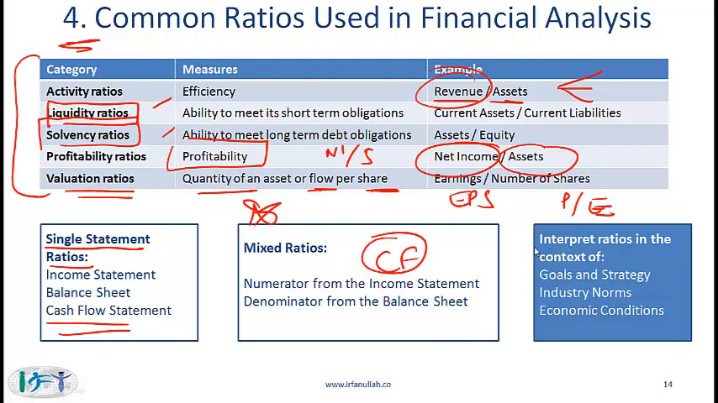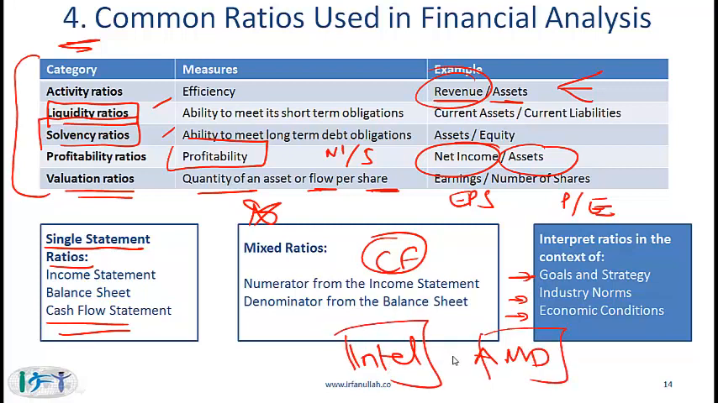As a general point, you need to be careful about how you interpret ratios. The interpretation should be in the context of the goals and strategy of the company that you are evaluating, industry norms and economic conditions. Let me elaborate. Consider two companies, Intel and AMD. They are in the same business. Both make chips, but they follow different strategies.